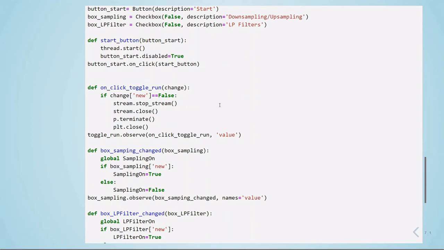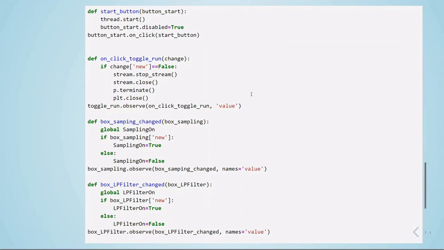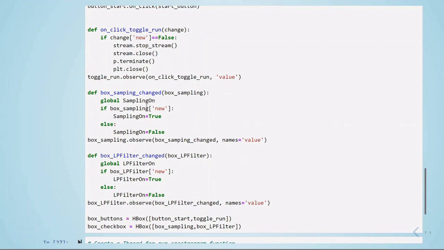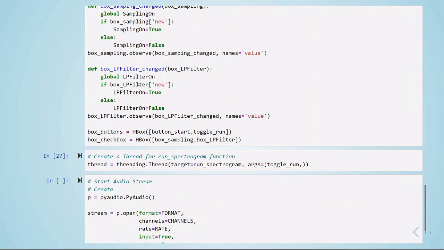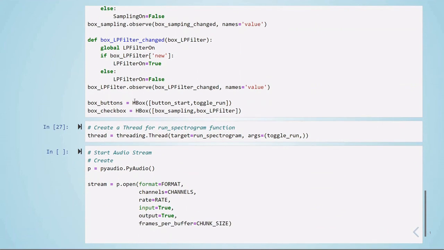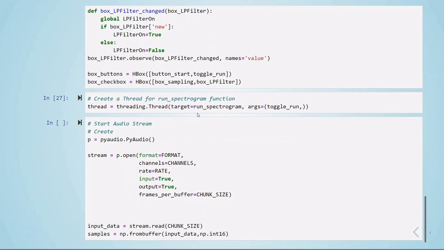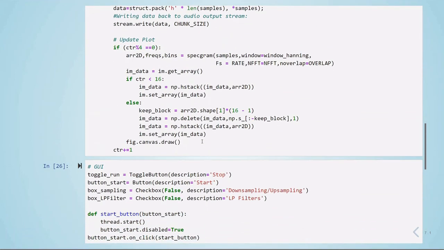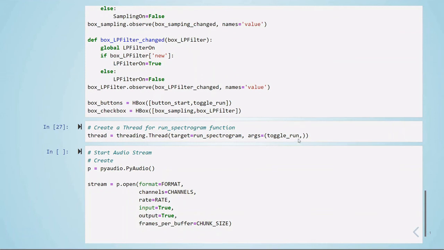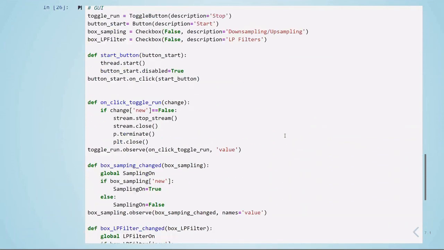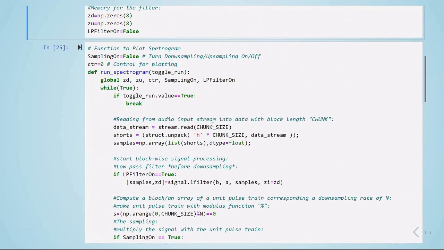When you stop, we're going to stop the stream, terminate the PyAudio instance, and also close the plot. Here we're turning the downsampling and upsampling on and off. Here we are turning the filters on and off, and here we are creating some boxes to hold the buttons. Here we are defining the thread, and the run_spectrogram function will run inside this thread, and we will also pass the toggle run as an argument for this function that we want to stop.